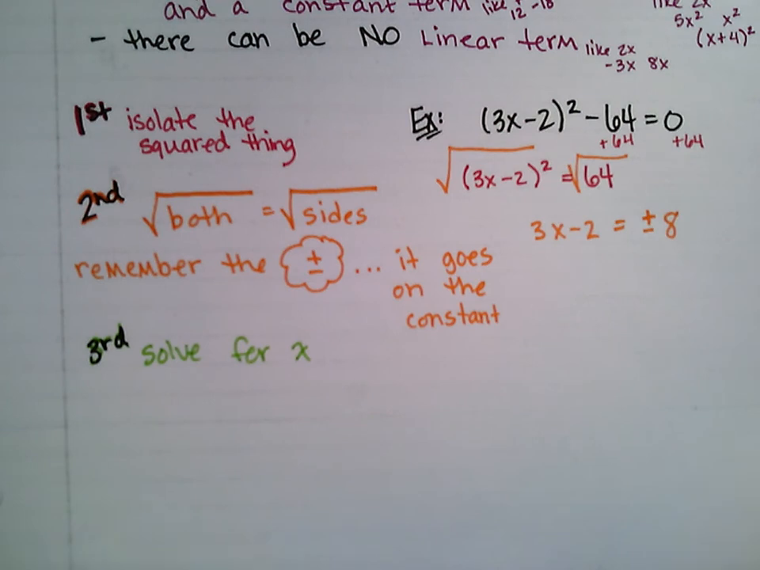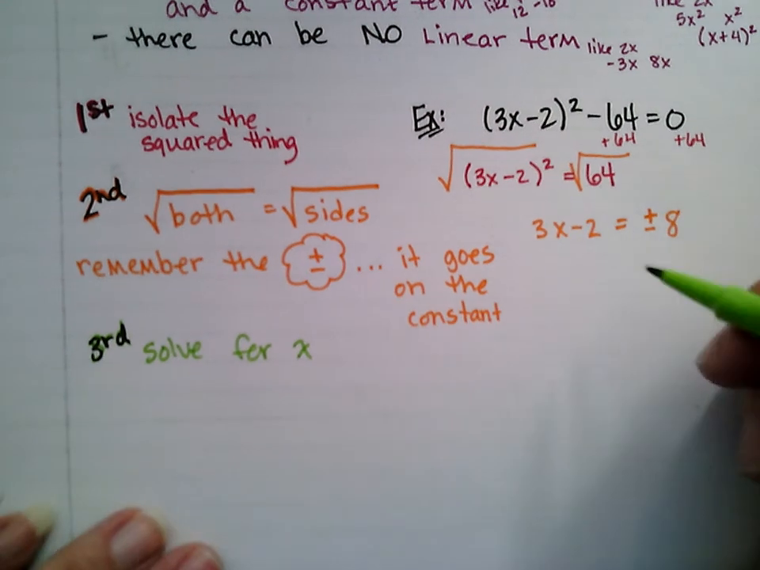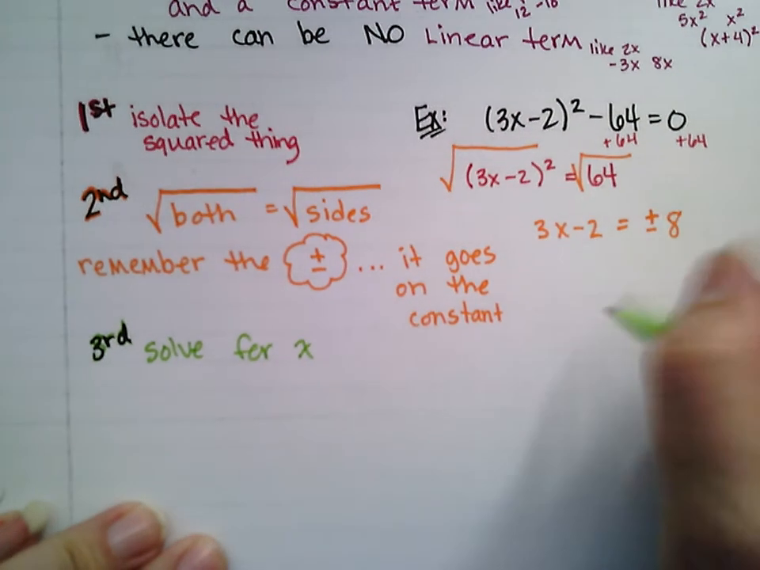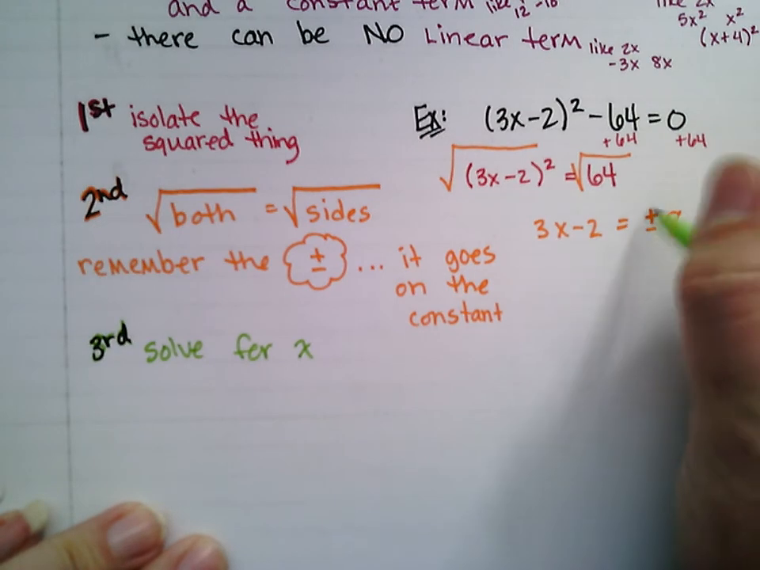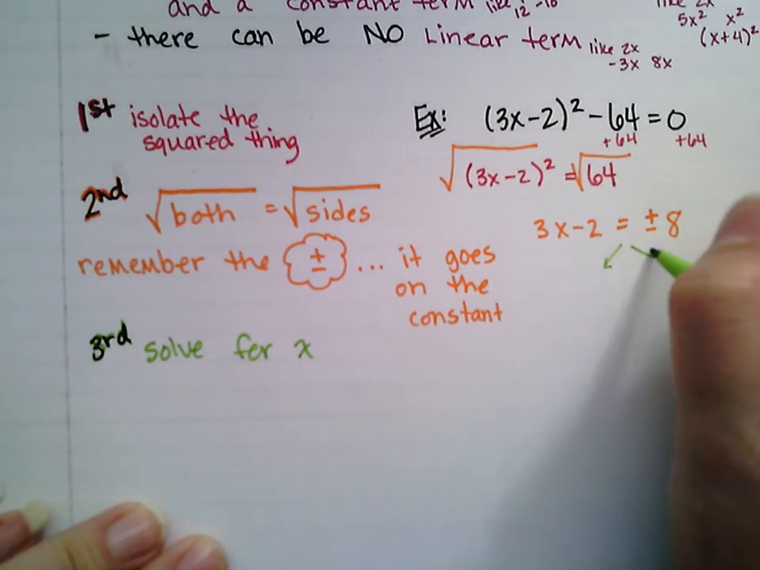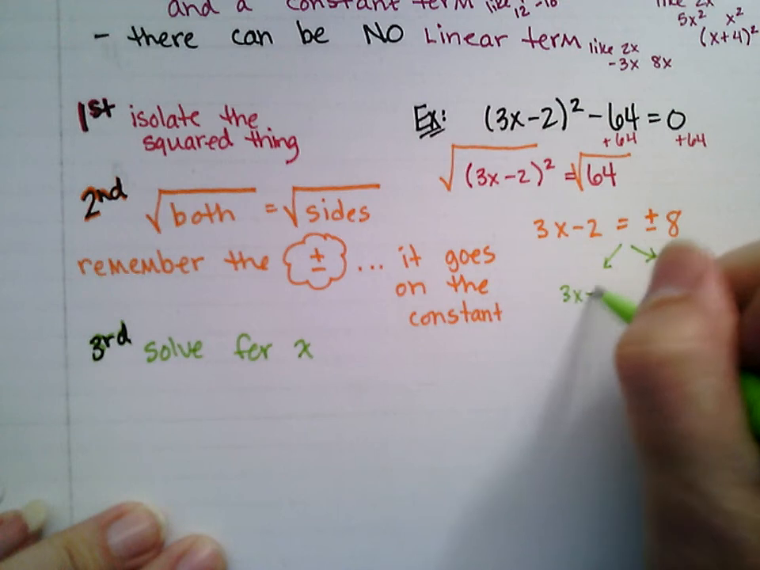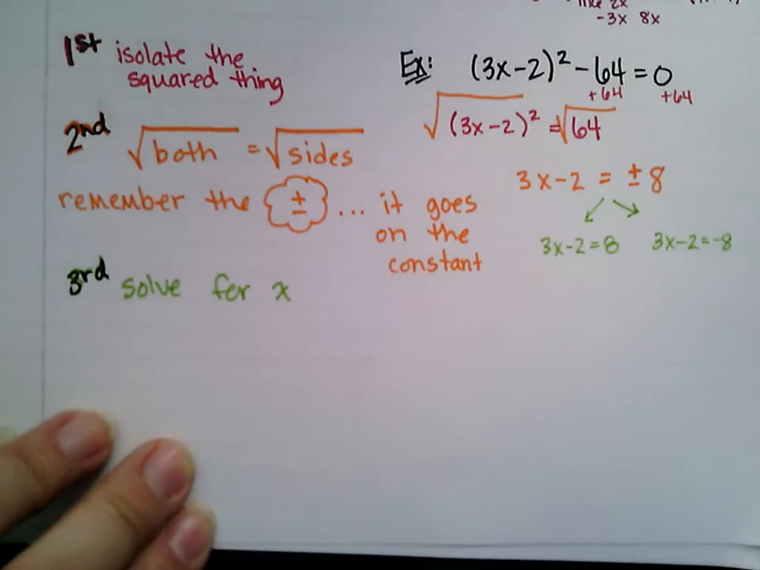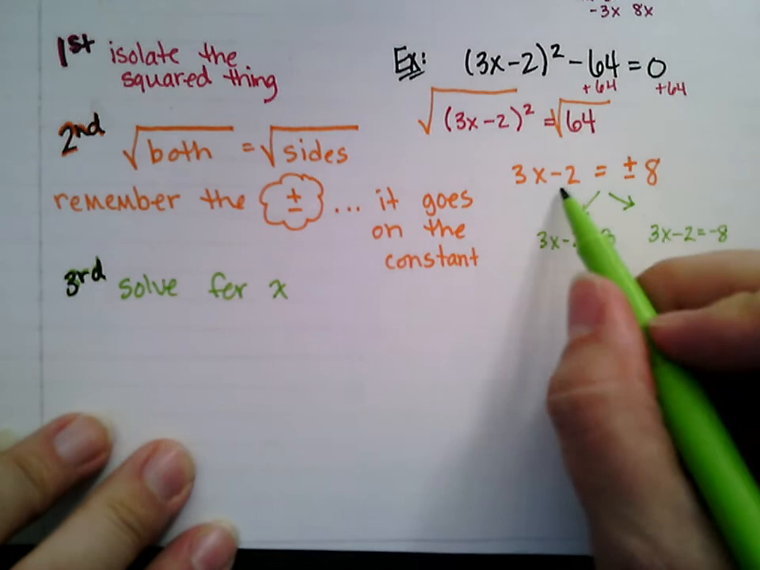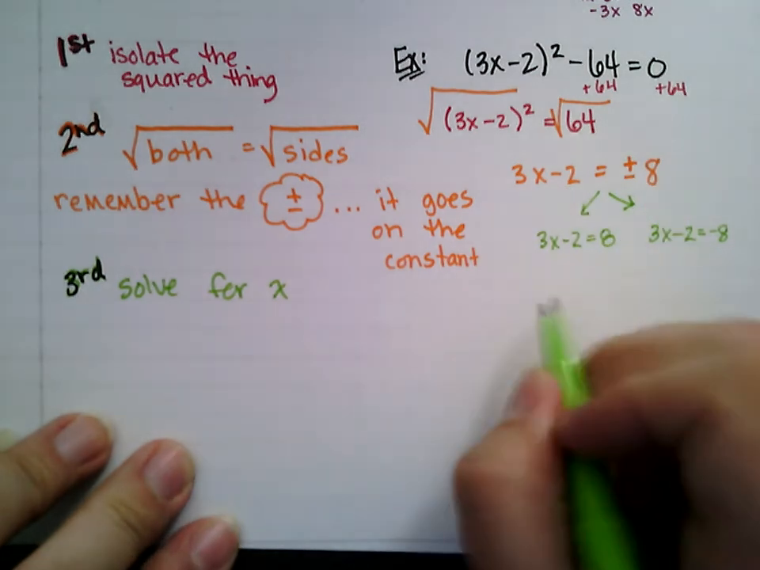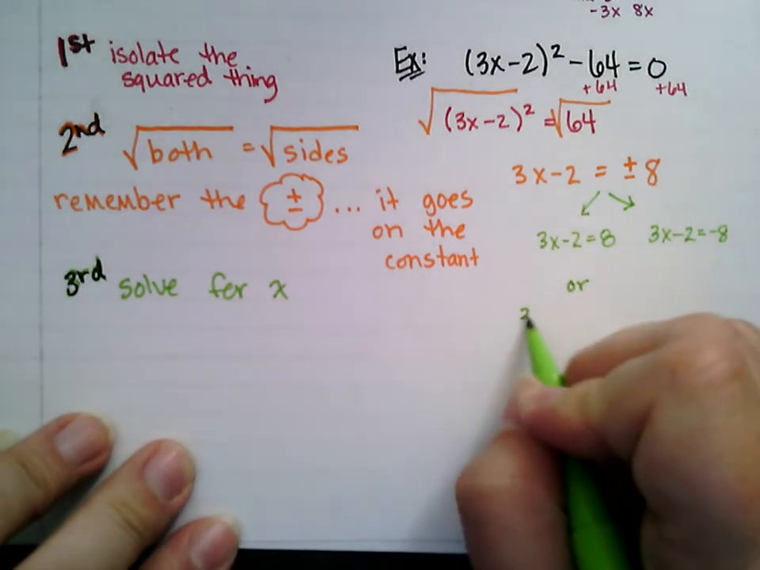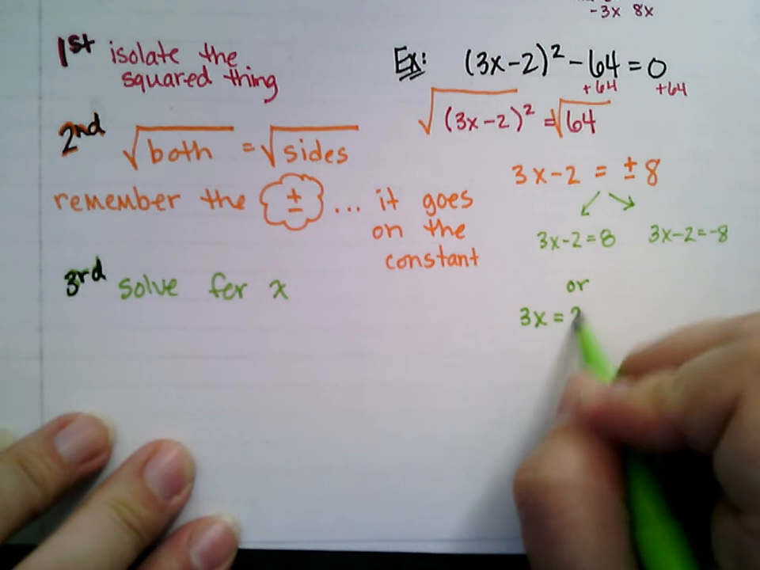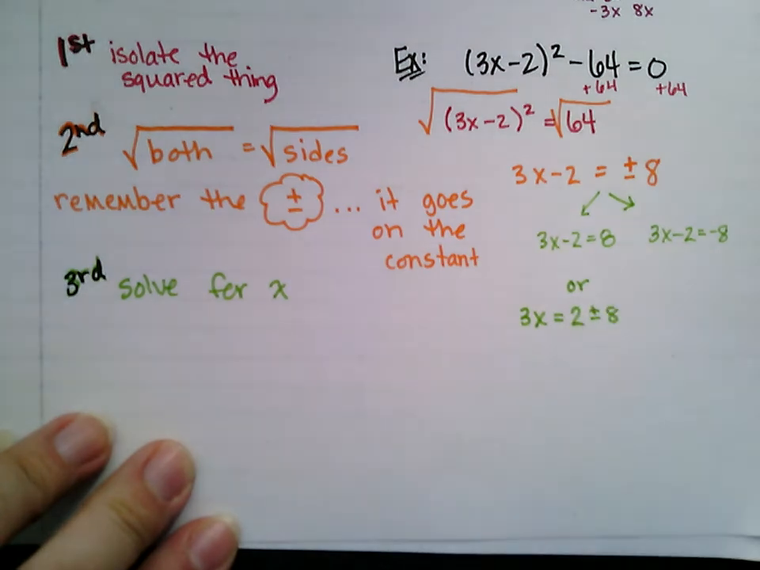Now there's 2 ways that you can do this. Method number 1, we can write 2 equations right from here, one with plus 8, one with minus 8. So we could go 3x minus 2 equals 8, 3x minus 2 equals negative 8. That's certainly one way to do it. The other way to do it would just be to add 2 to both sides and get 3x equals 2 plus or minus 8.